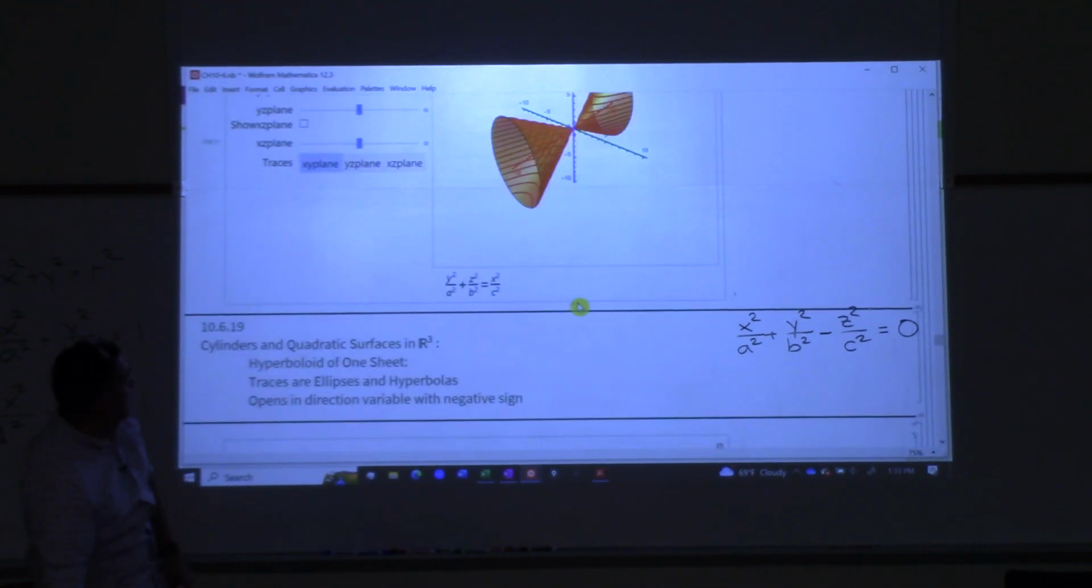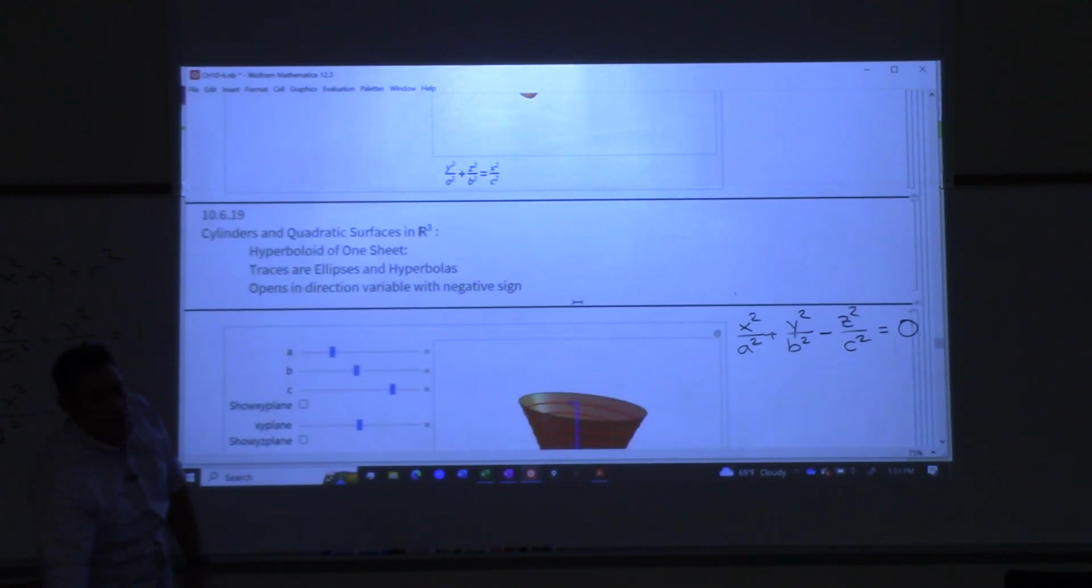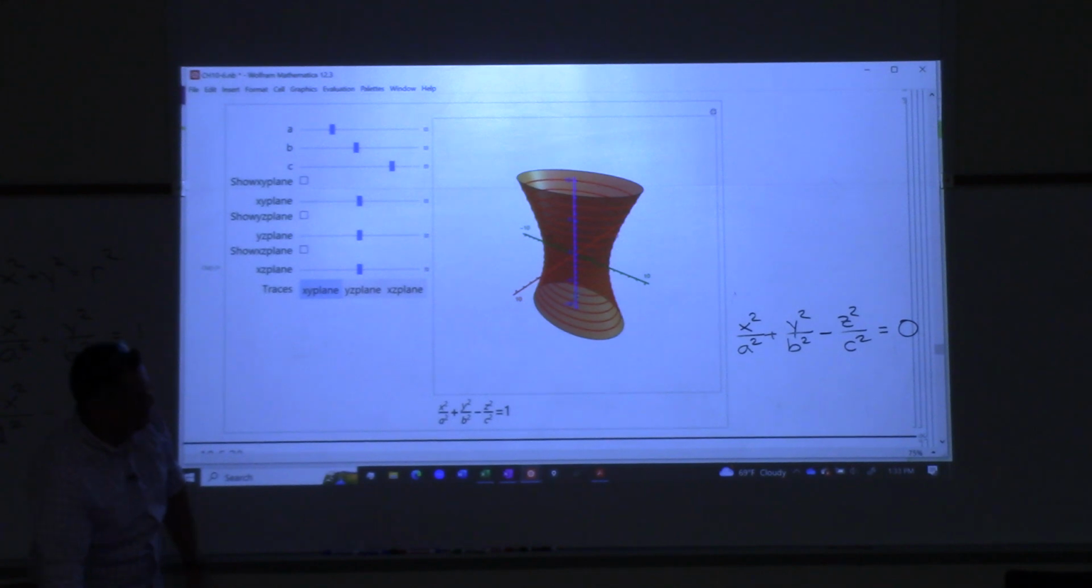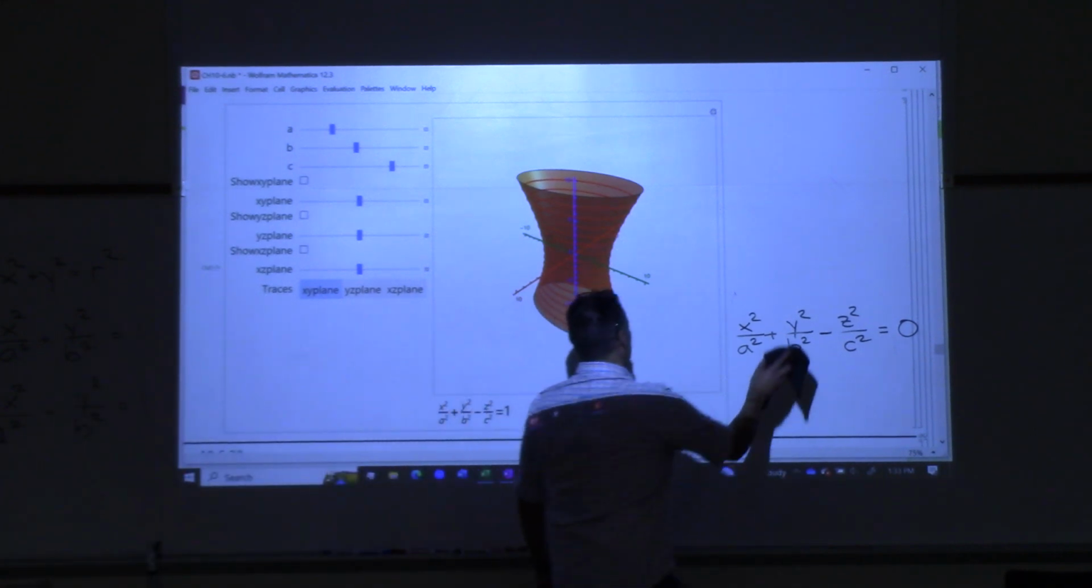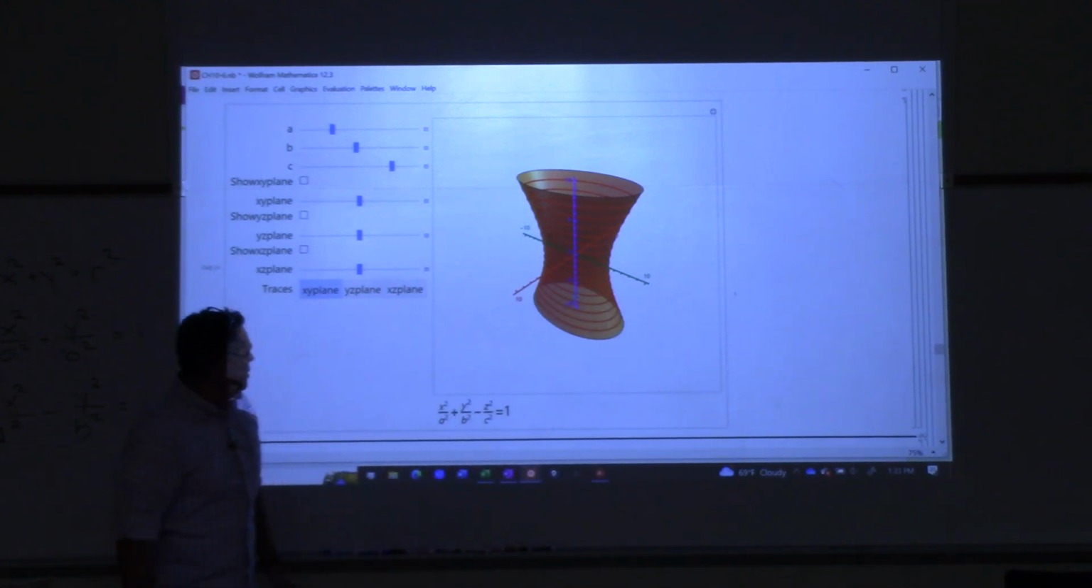All right, next sheet, 2 more to go, all right? The next one, a hyperboloid of 1 sheet. It looks kind of like a cooling tower for a nuclear plant. Maybe, I don't know. But it looks like something, right? So look at the equation.